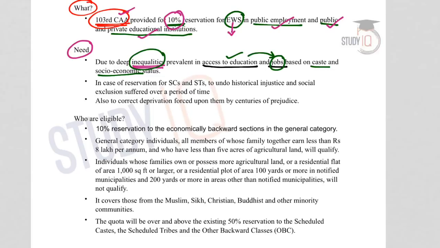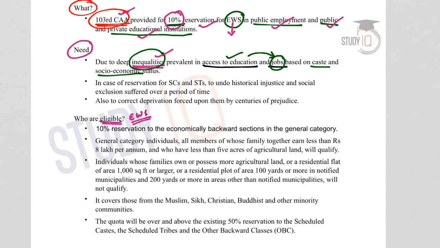So it is important for a democratic government to narrow down the inequalities existing in society. In order to bring out a solution for these inequalities, 10% reservation for the economically backward sections would be welcome. Now let us understand who is eligible for this economically weaker section reservation of 10%.